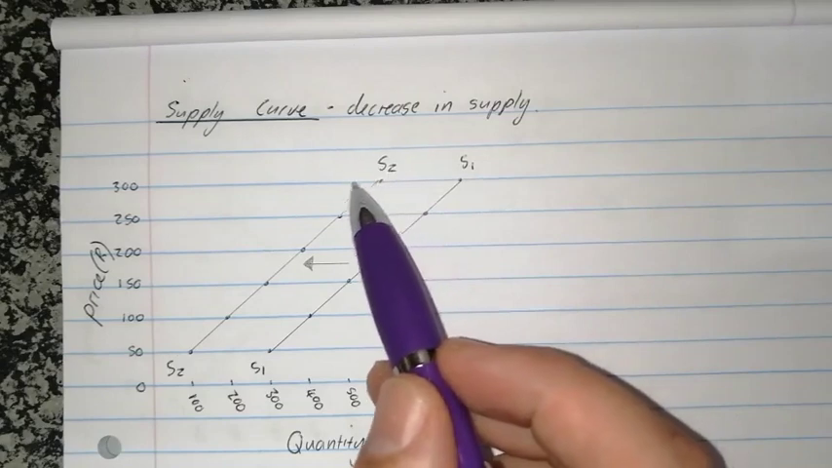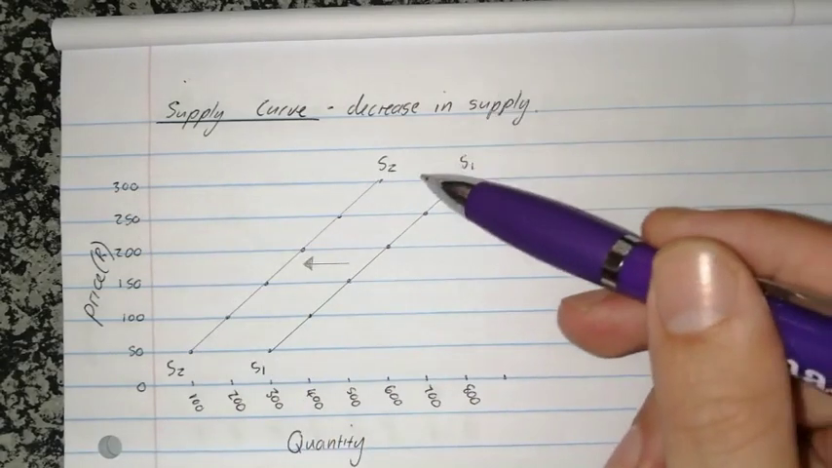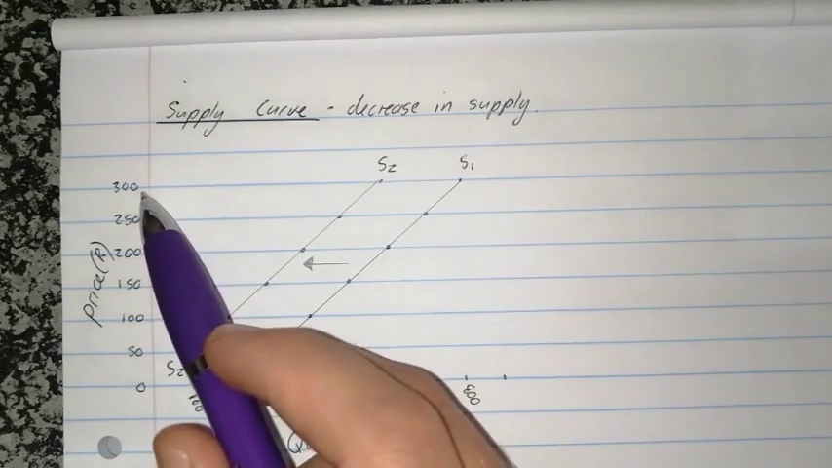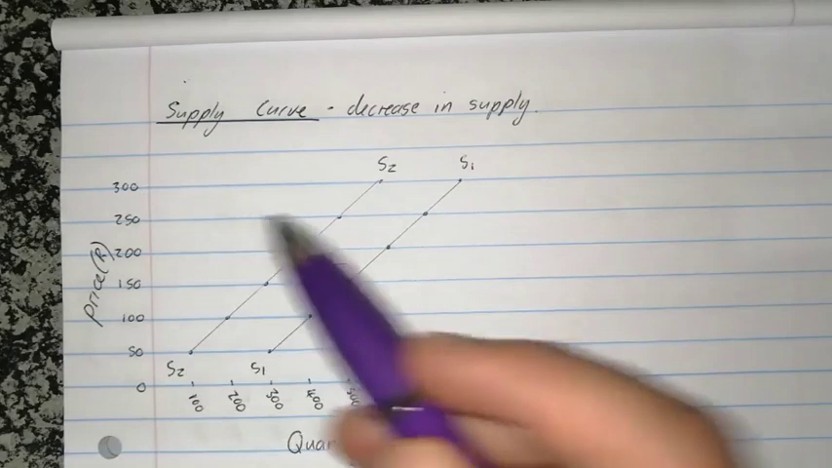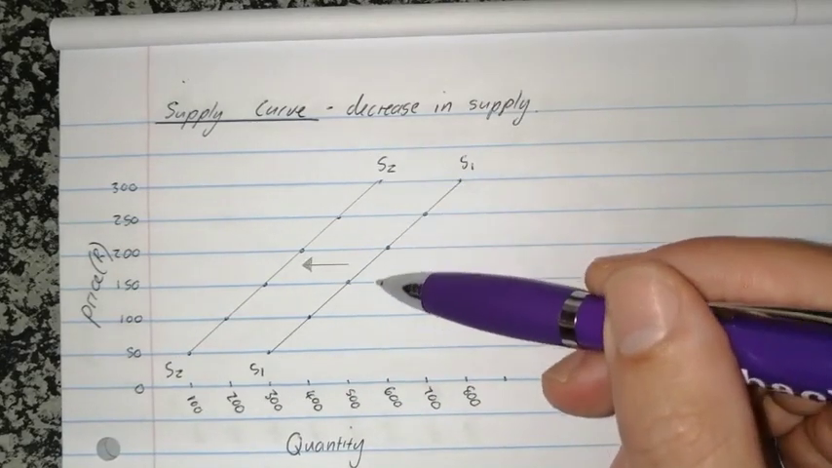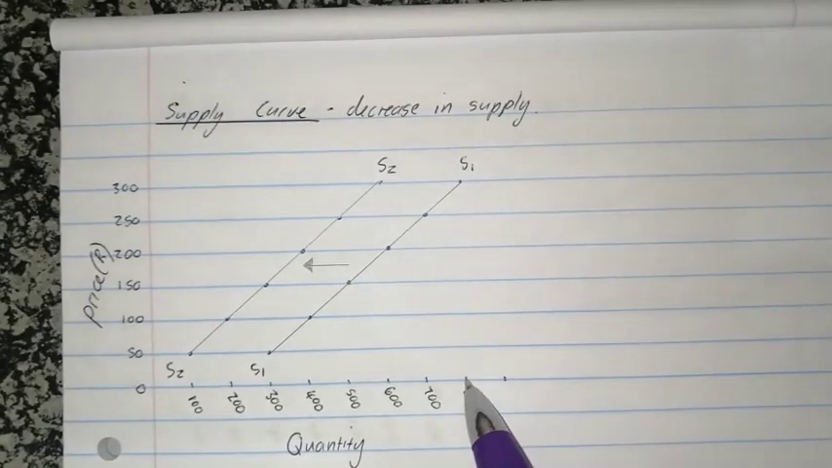Remember, it's still the same price per product, okay? But it costs us more to produce this. This is the price that we receive for our product. Okay, so now the quantity demanded or supplied decreased from 800 to 600.